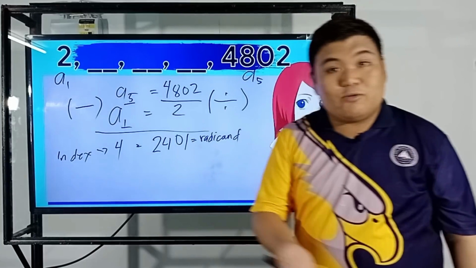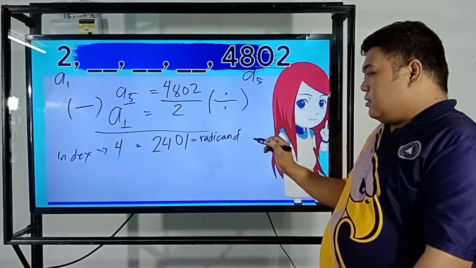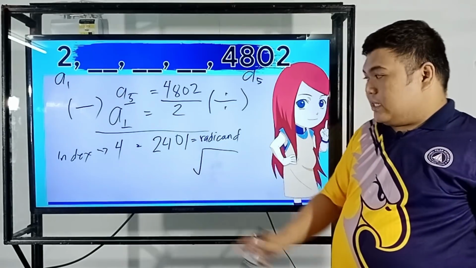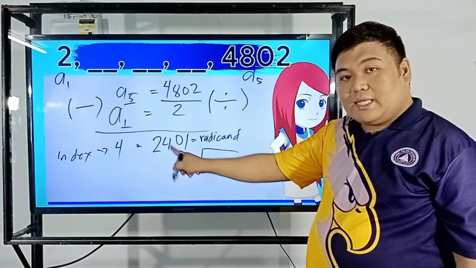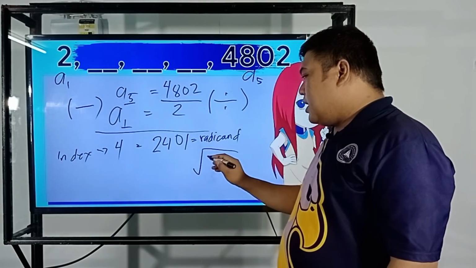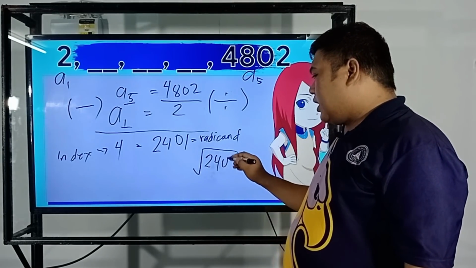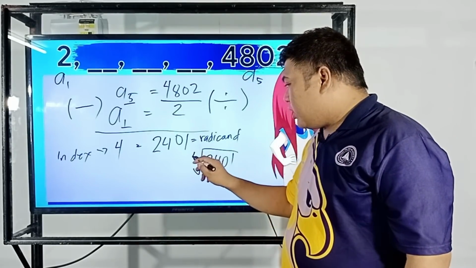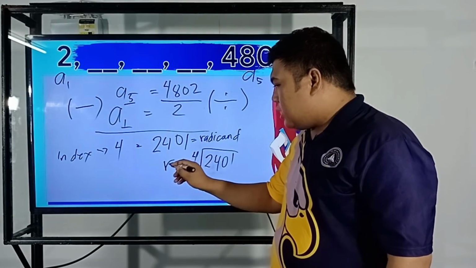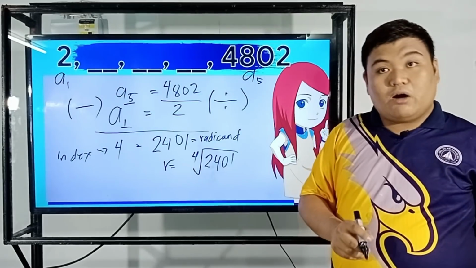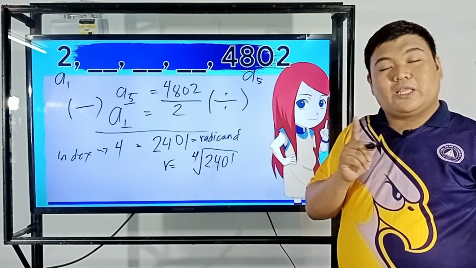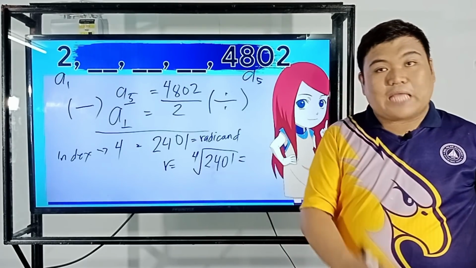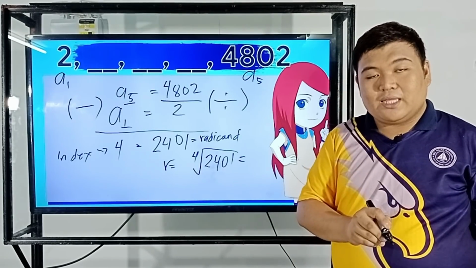Kaya ko po na-review muna yung mga parts. O, lagay natin si radical sign. Ang radicand daw yung nasa kanan niya, sa right side. So 2,401. Ano ang magiging index? Yung nasa kaliwa, and that is 4. So that means the common ratio is the fourth root of 2,401. And what is the fourth root of 2,401?